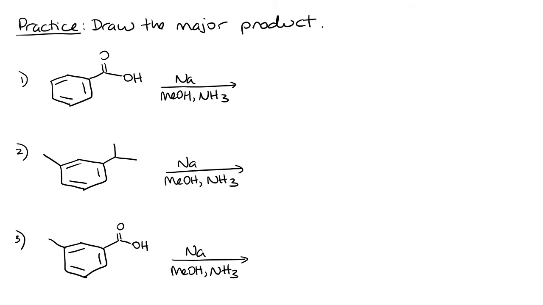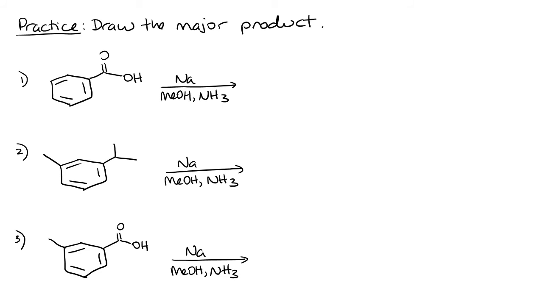Now, as we start to move through chapter 18, you'll become more familiar with what's an electron withdrawing group versus what's an electron donating group. But we'll go ahead and go through some practice problems involving the Birch reduction, and I'll point out some features that you can see to give you hints to what type of groups you're working with.